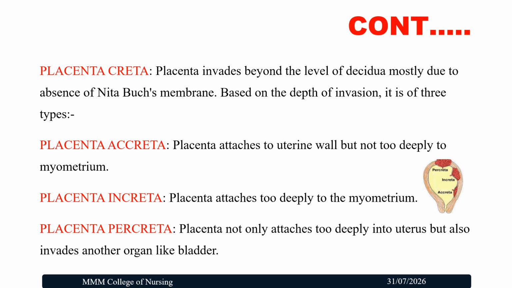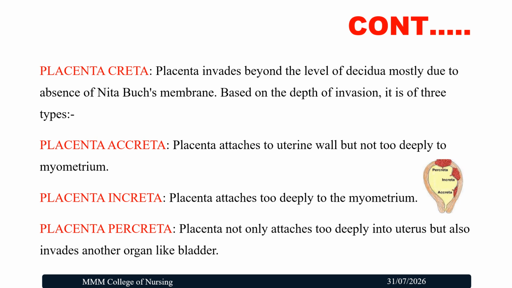Next is placenta creta. Here the placenta invades beyond the level of the decidua. The decidua is the name given to the endometrium after the implantation of the zygote. Mostly due to the absence of the Nitabuch membrane, based on the depth of the invasion, it is divided into three types: placenta accreta, placenta increta and placenta percreta.